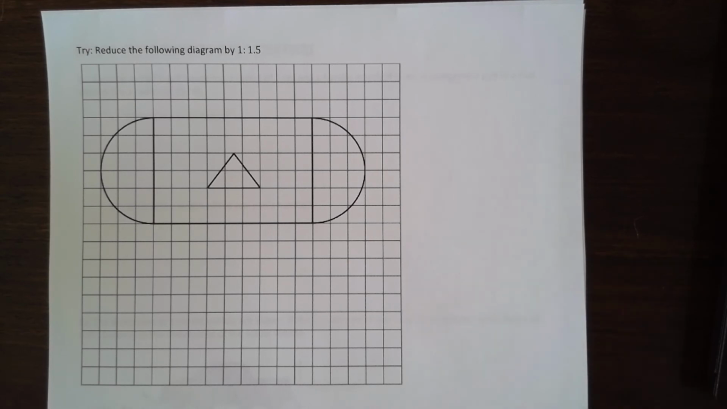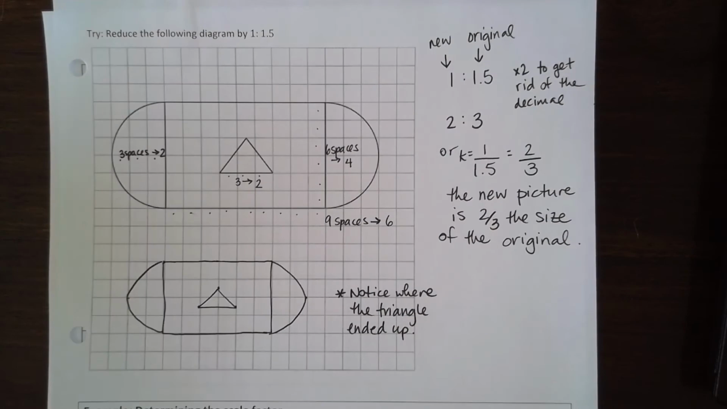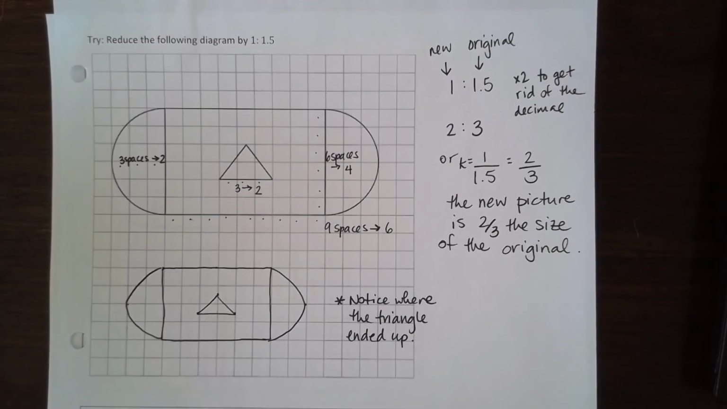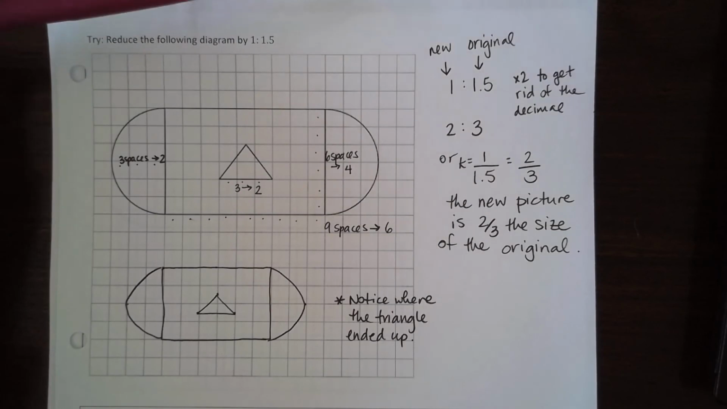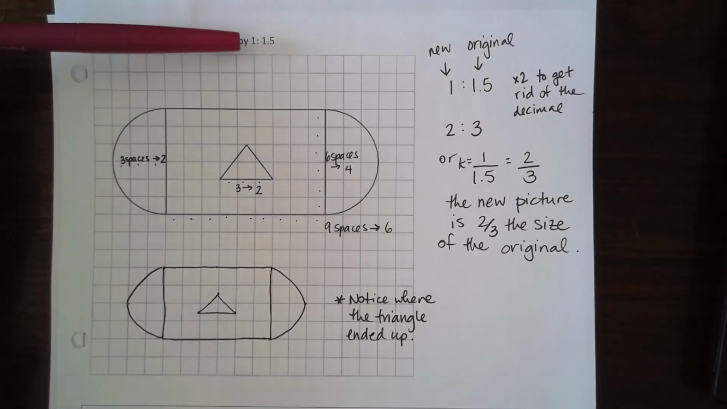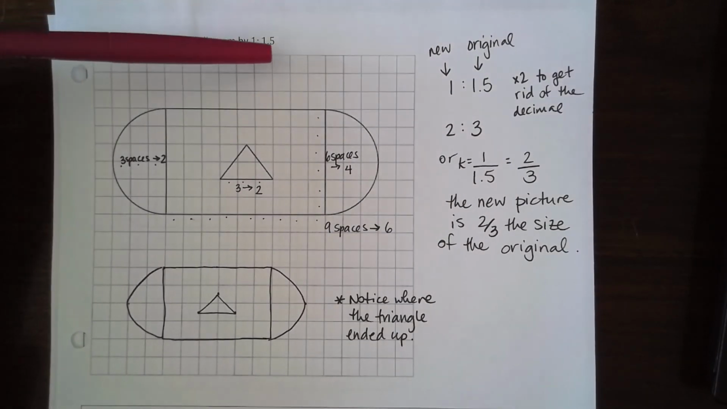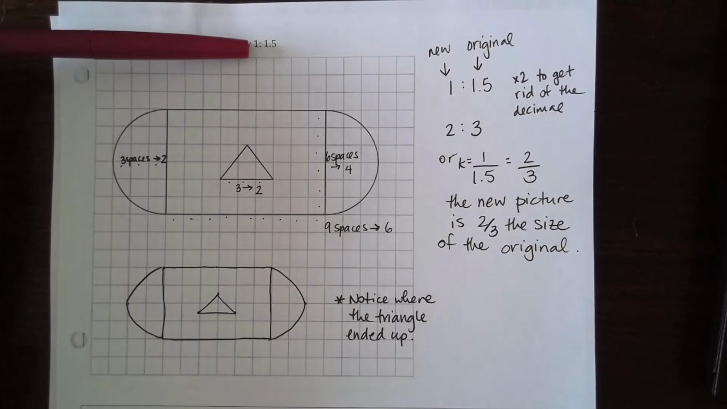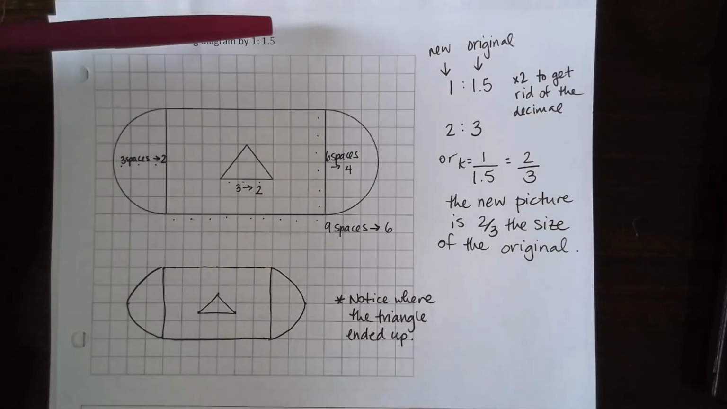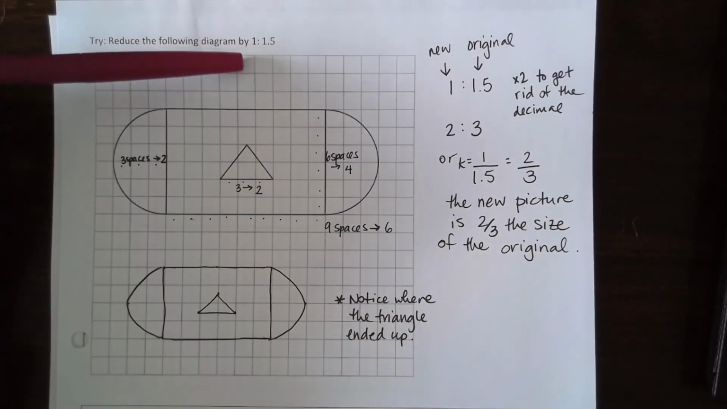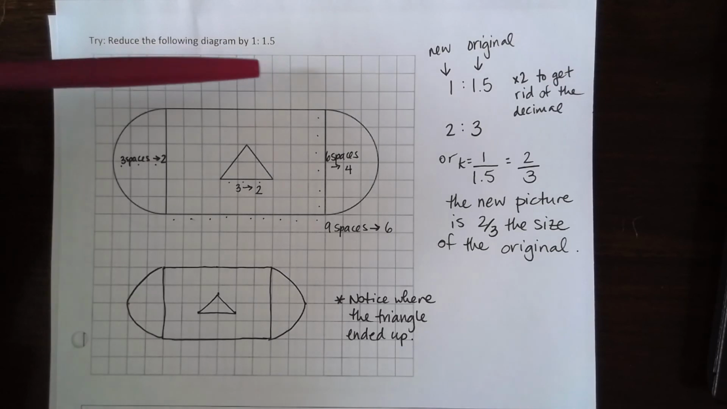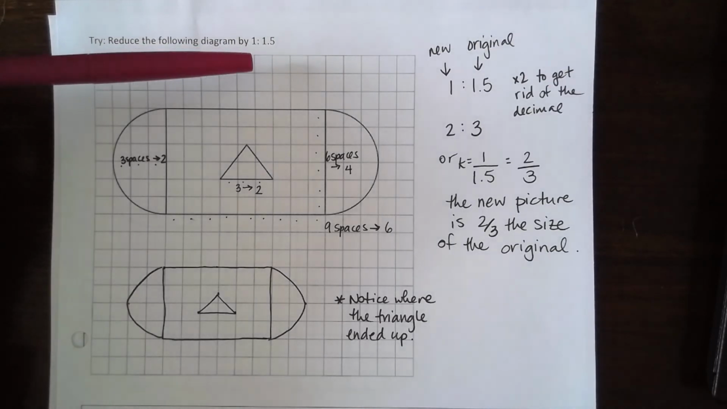And when you unpause it, your work should look something like this. Okay, this scale is 1 to 1.5. So 1 is our new shape and 1.5 is our original shape. Okay, so that means our original shape is bigger than the new shape.